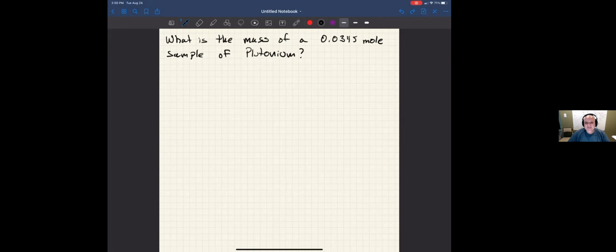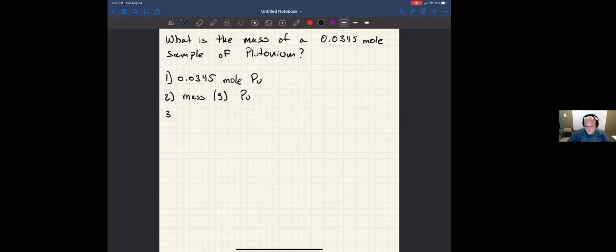So the 3 steps of problem solving that I show folks is to organize their thoughts in this way. The first step would be to write down what the problem is giving you, in terms of units especially. So it's giving us 0.0345 moles of plutonium. Then the next step is to write down what the problem is asking you. Now it's asking you for the mass of plutonium, and again, it doesn't specify the unit, so we can use grams.